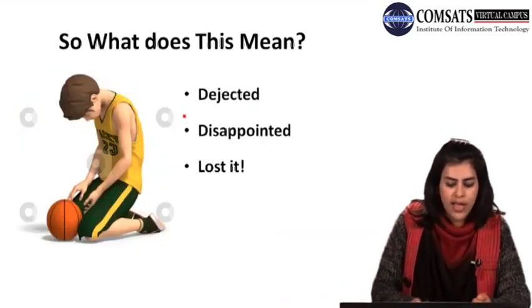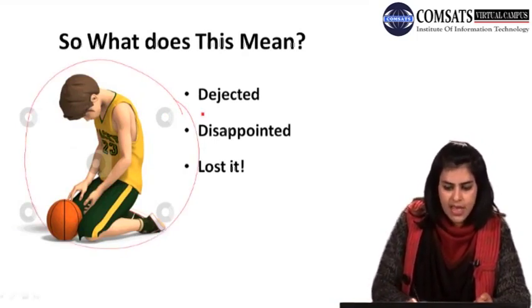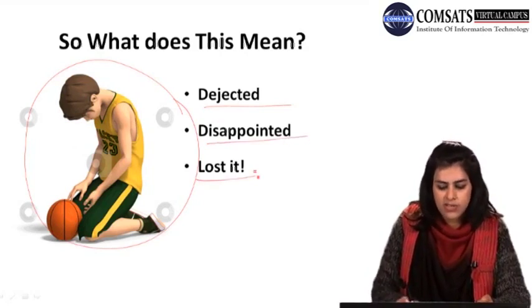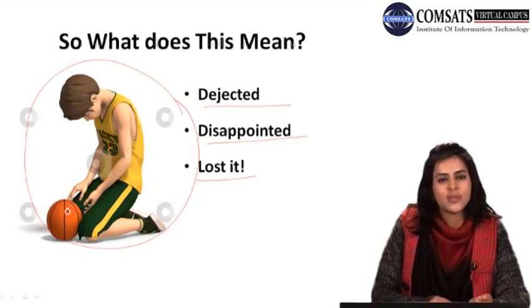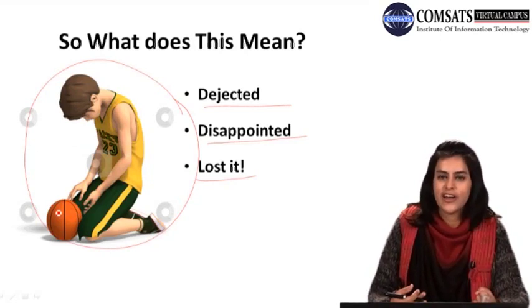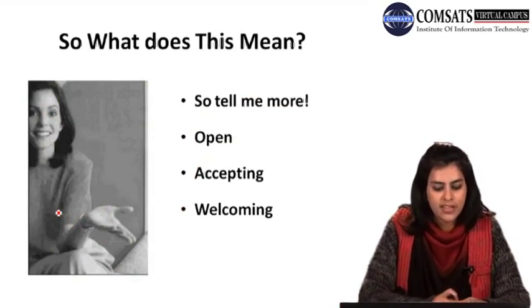Now this is a boy who looks like he has lost the game. He looks dejected, he looks disappointed, as if he has lost the game. Or another interpretation can be that there are no other players to play with him, football or basketball. Alright, this is a basketball that he is holding in his hand. So try to see how many interpretations we can come up with while we are trying to work on the non-verbal behavior.